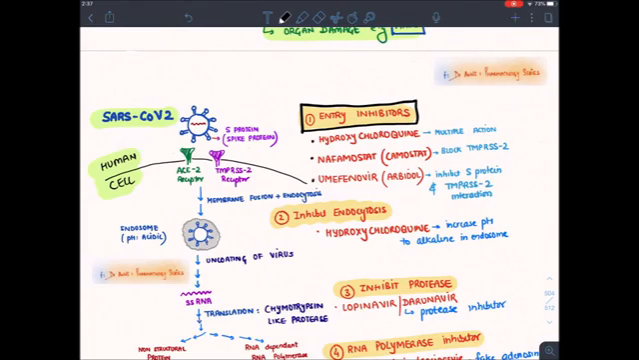Now hydroxychloroquine inhibits the entry of virus into the cell. It acts on both ACE2 receptor and TMPRSS2 receptor. How? We will discuss shortly. Nefamostat also blocks TMPRSS2 receptor, and umifenovir inhibits the interaction between S protein and TMPRSS2 receptor. Okay, so these are the 3 drugs and we will discuss these drugs in detail shortly.